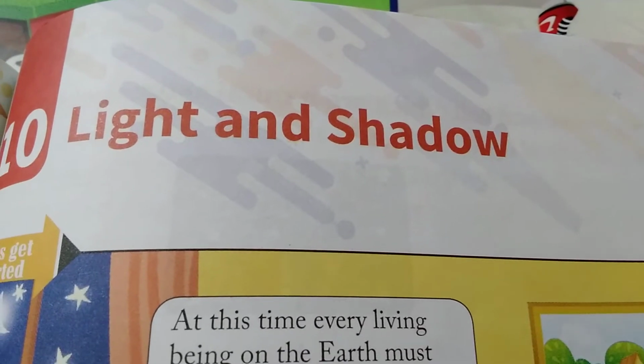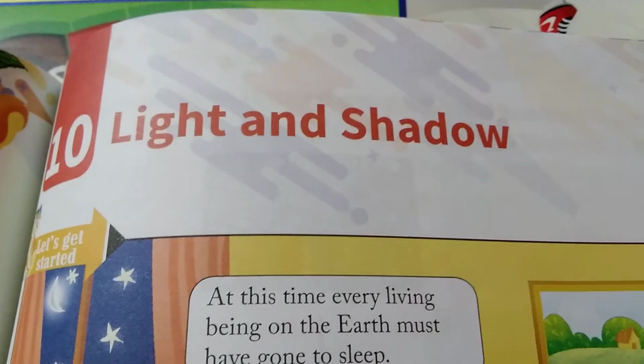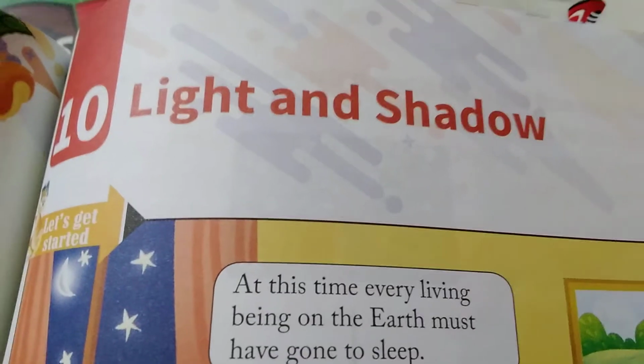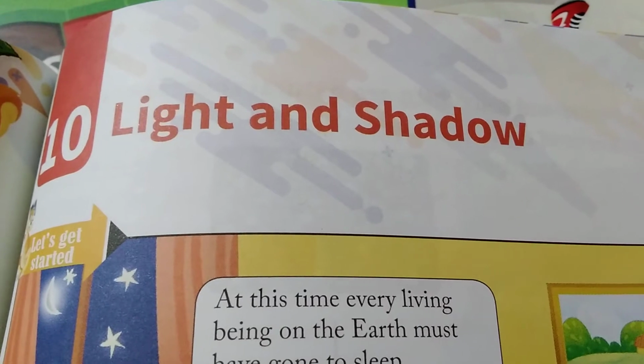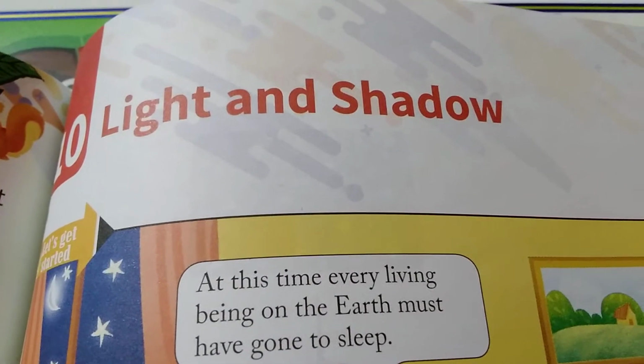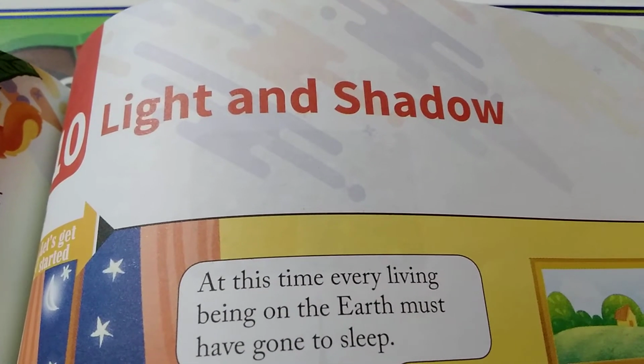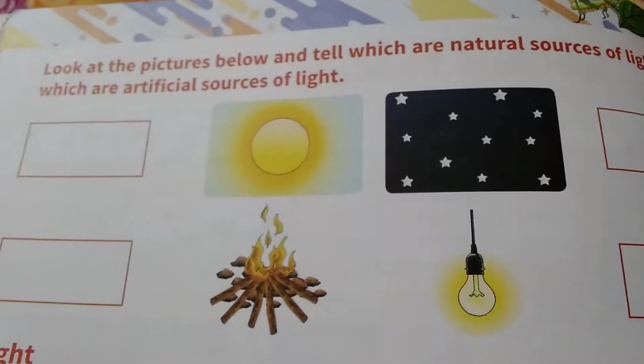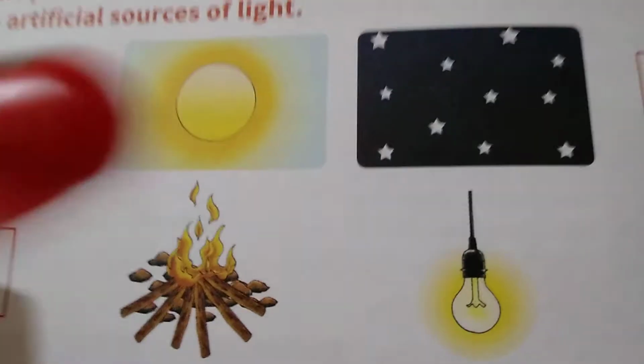You know, the sun in the sky, the bulb in our house, the lamp in any room gives us light. So, our today's chapter is chapter 10, Light and Shadow. Today we learn about light and shadow. This is our chapter. Here you can see pictures of sun, stars, fire, bulb.